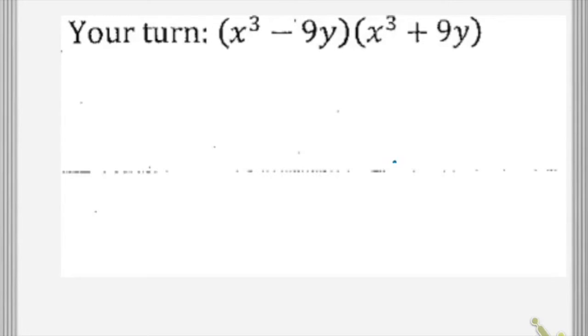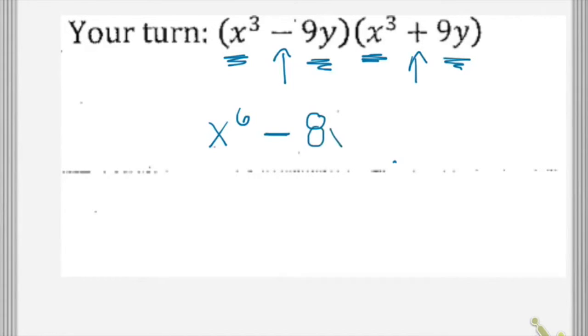Okay, so hopefully you did some of that work on your own, and you paused the video and did your turn. Let's look at what you should get. So we have our x to the third and x to the third, we have our opposite signs, we have our identical terms there. So we know this is a difference of squares. So we square our first terms, and x to the third times x to the third is x to the sixth. Remember, when we're multiplying, we add those exponents. Difference means we separate it with subtraction, and 9y times 9y gives us 81y squared. So hopefully that's what you got.